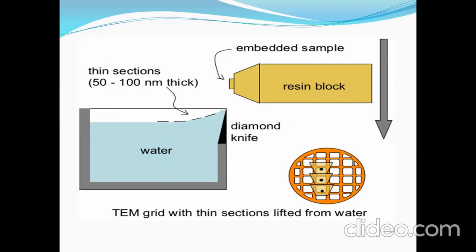Okay, so these are the thin sections which are floating in the water. After that, with certain forceps or a brush, you just transfer them onto the copper grid, and ultimately they are fixed with some glues, coated with some materials like gold, and ultimately observed under the microscope.